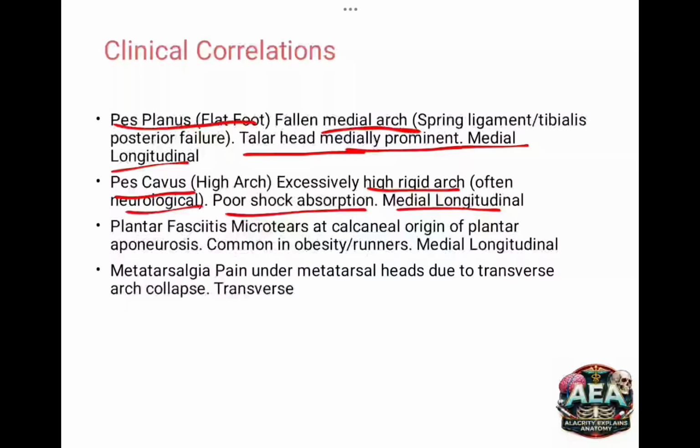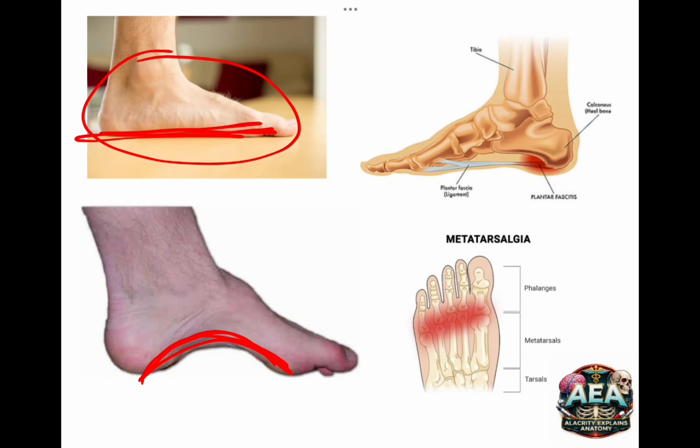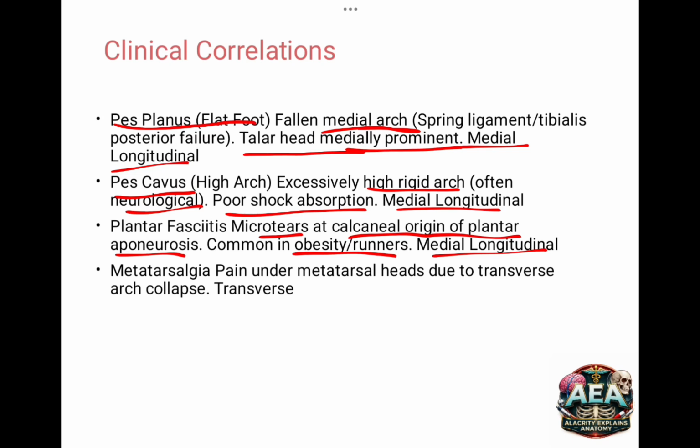We have plantar fasciitis, which is a micro tear at the calcaneal origin of the plantar aponeurosis. At the origin of the plantar aponeurosis, there could be a micro tear, which is common in obese patients as well as runners, and the medial longitudinal arc can also be affected. This is plantar fasciitis.